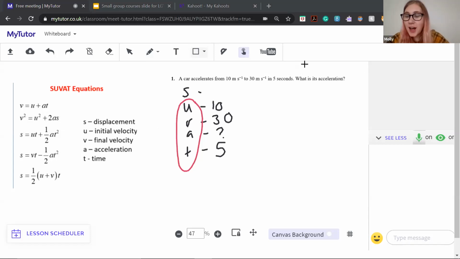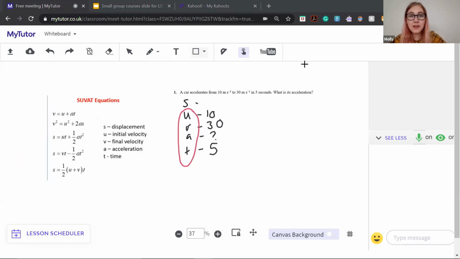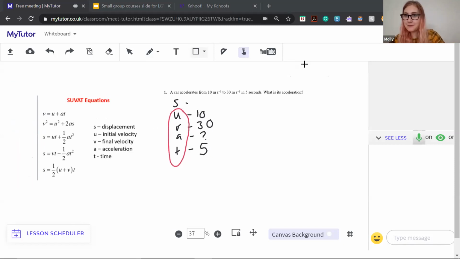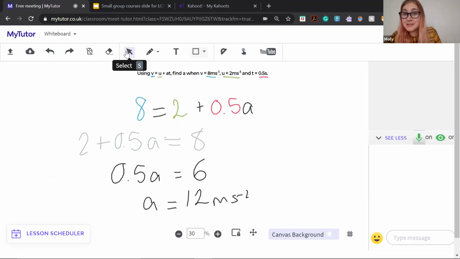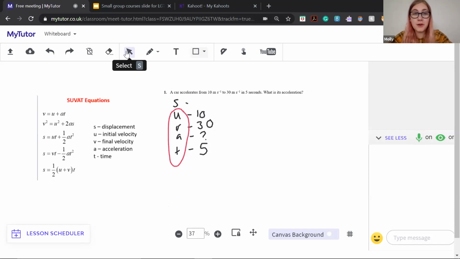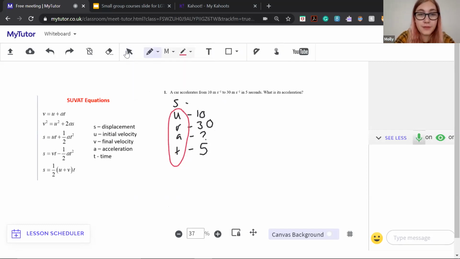So then it becomes a substitution question. We've just had to find the information ourselves from a word question. But once we've done this, it is no different to questions like this one. It just becomes that. We, in fact, are looking for a here as well. So we've got all of our values here. We know that we want to use v equals u plus at. So give it a go, find a, substitute in those values and see what you think.